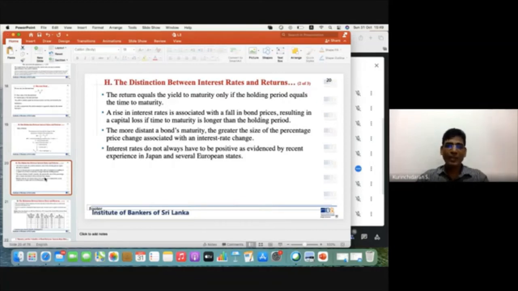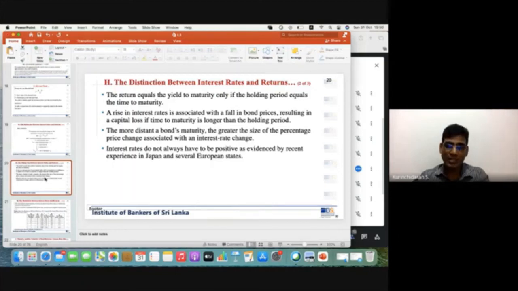Clear? And the second sentence: a rise in the interest rate is associated with a fall in bond price. That you know. When the interest rate rises, bond price will fall, resulting in a capital loss, that means a price loss. Maybe the face value is 100 rupees, and now it's 80 rupees. This results in a capital loss if the time to maturity is longer than the holding period.